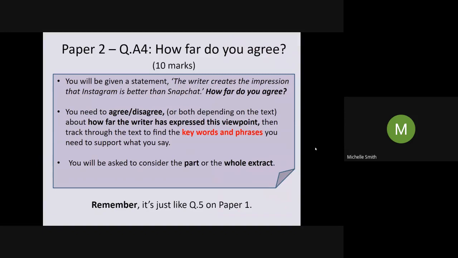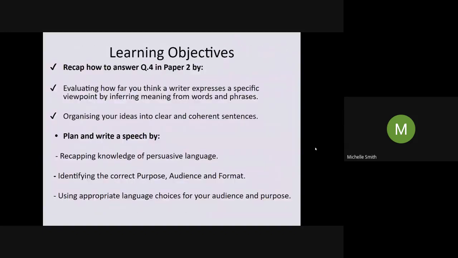Yeah, I don't think I mentioned this earlier. It's just like paper 1, question 5, almost an identical question. We're just dealing with different genres of text. All right, brilliant. So we've done the learning objectives for the first part of the lesson now. We've done the evaluation and we've organised our ideas into clear and coherent sentences.